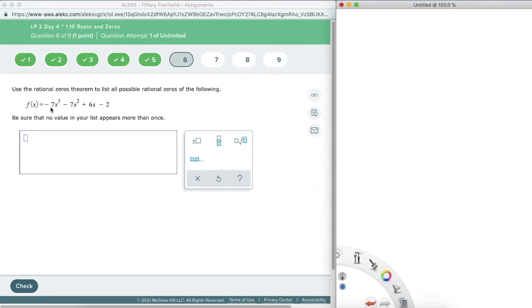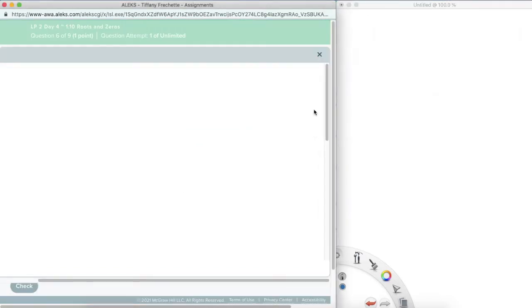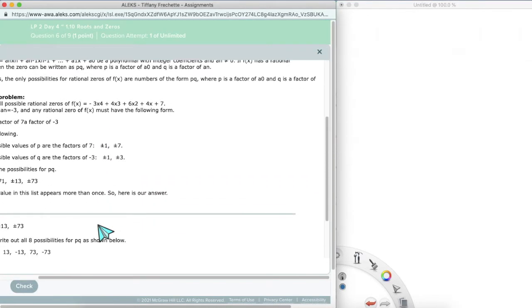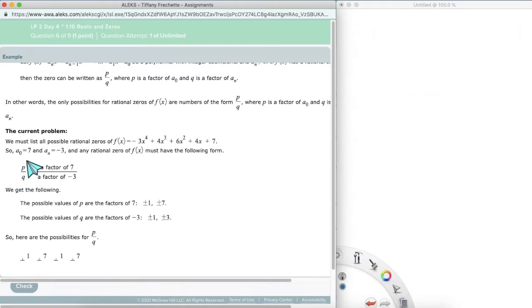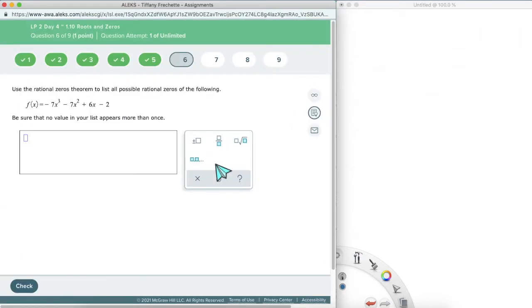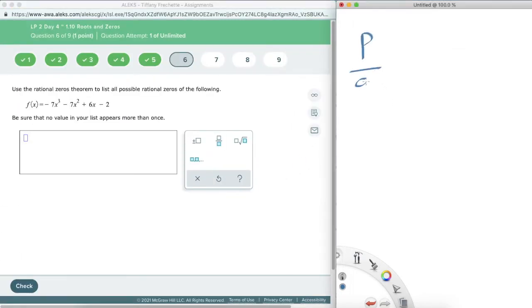So remember, it's P divided by Q. I want to make sure I'm not mixing that up really quick. Yeah, P divided by Q. So P is the last term and Q is the first coefficient. So P divided by Q. And in this case, it's going to be the factors of P. P is negative 2 and Q is negative 7.